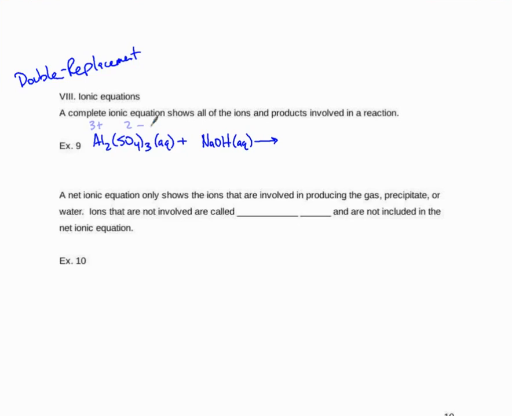My other compound, so I have sodium, which is an alkali metal, and I have hydroxide, which is a polyatomic ion. But look, all of the subscripts are 1, and the charge of sodium is 1+, and so that means the hydroxide is -1. There we go.